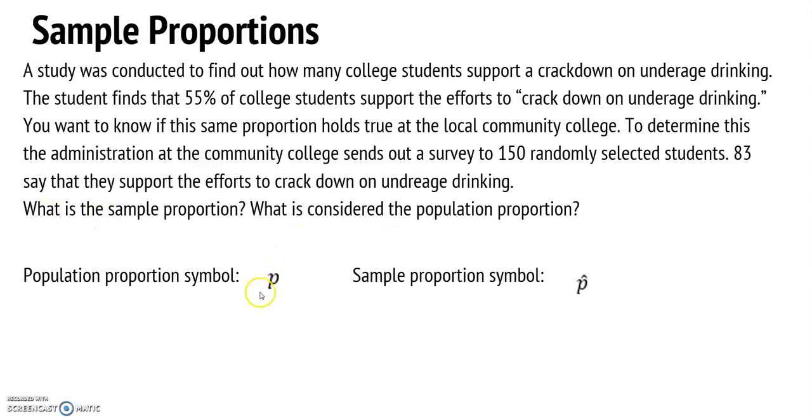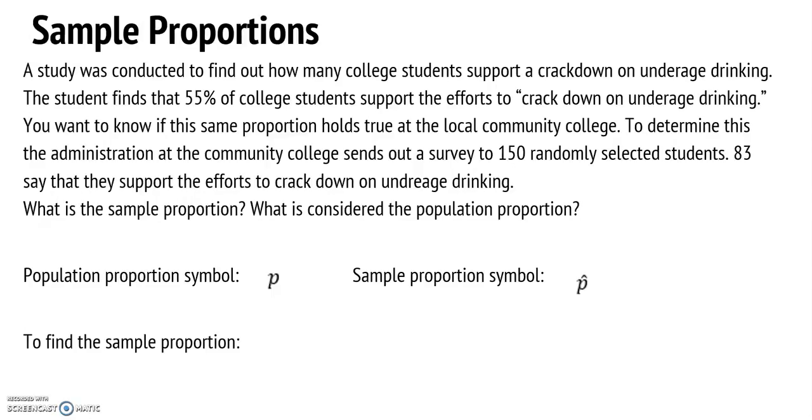Now remember, the population proportion symbol is P. The sample proportion symbol is P hat. Now we have two numbers here. We have this 55% and we have this 150 randomly selected students. Well, this 55% is actually going to be your population proportion because this is 55% of all college students who support the efforts to crack down on underage drinking. So that's my population proportion. We're checking to see if our local community college is the same. So our sample is the 150 students and the 83 that say they support the efforts.